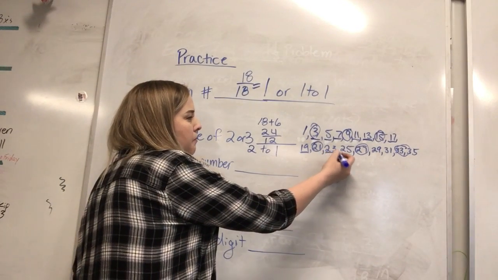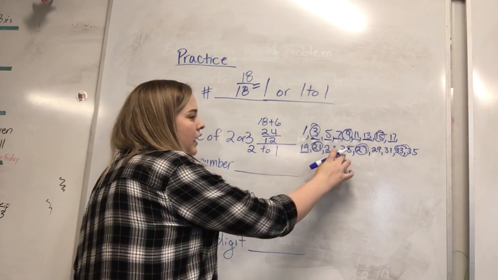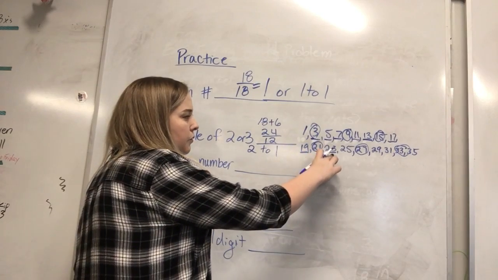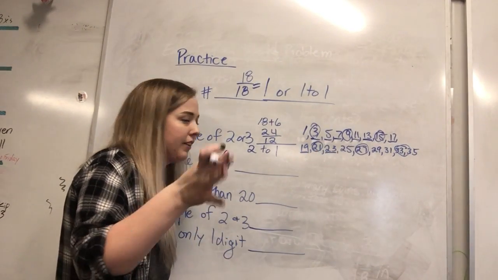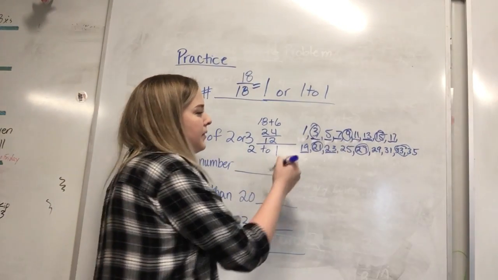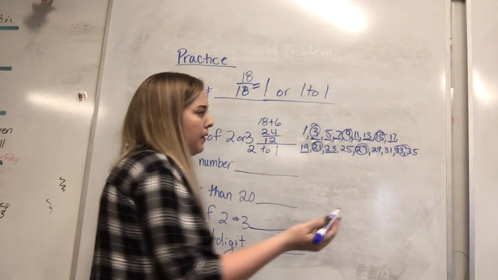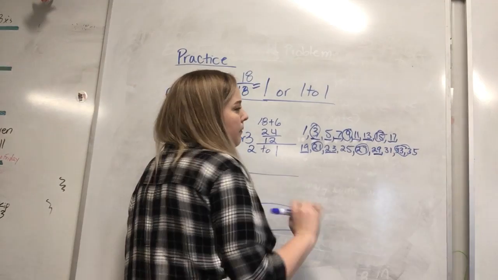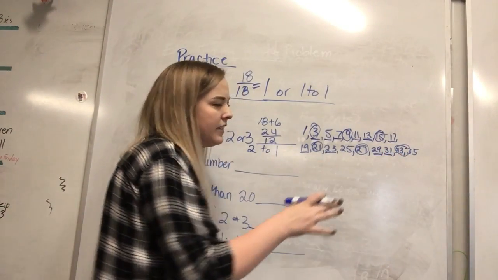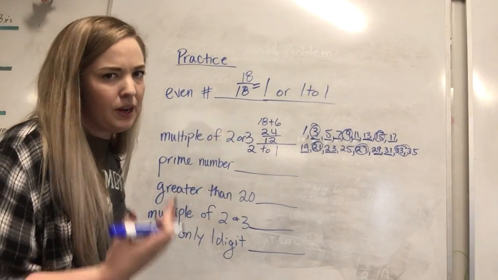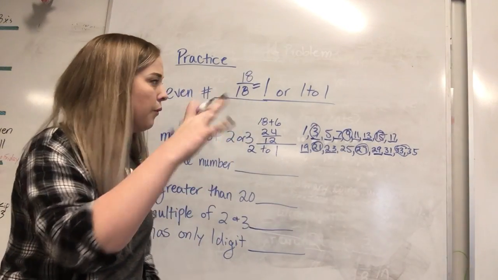So are you noticing a pattern? So 23, 25, what is it divisible by? Hopefully you're saying 5, and you're right. 27 is divisible by 3, so again, not a prime number. 29 is a prime number. 31 is a prime number, and that's it. Because 33 is divisible by 3, 35 is divisible by 5, so we're good there.